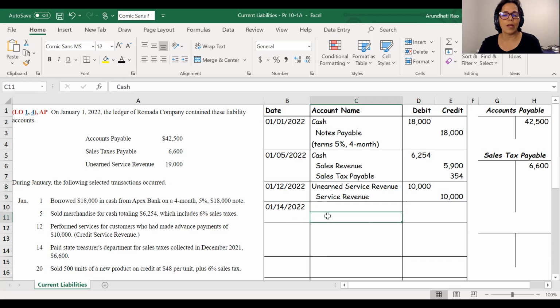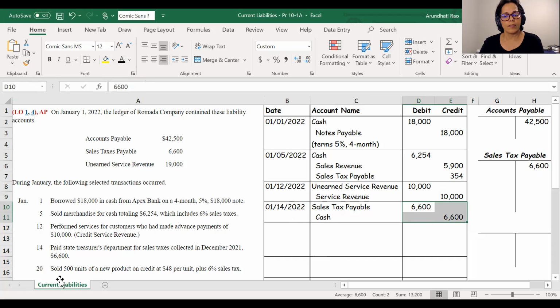If I'm making a payment, I know cash is credit. Again, my liability is decreasing, so I debit the liability account sales tax payable, and the amount was already given to me, 6,600. That information was there in the beginning balances at the beginning of the month, and in the problem I was told it's 6,600.